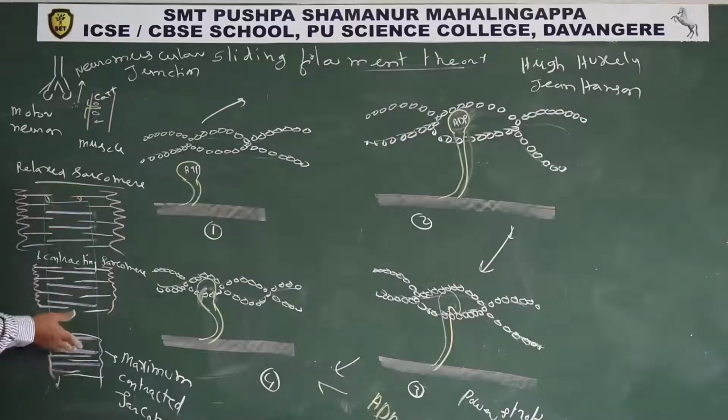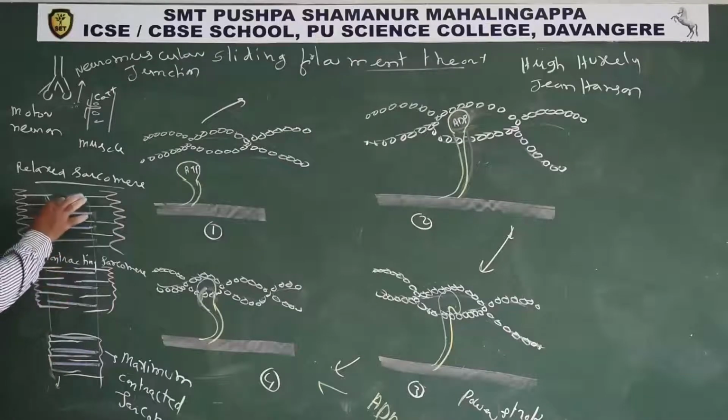In a maximally contracted sarcomere, observe, the sarcomere contains Z line, A band, Z line, meaning the I band decreases and the H zone disappears. In a relaxed sarcomere, there is the I band and H zone. In a contracting sarcomere, the I band and H zone decrease. In a maximally contracted sarcomere, the I band and H zone disappear, but there is no change in the length of the A band.